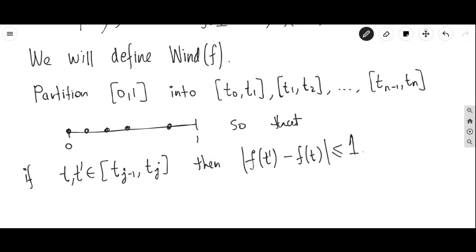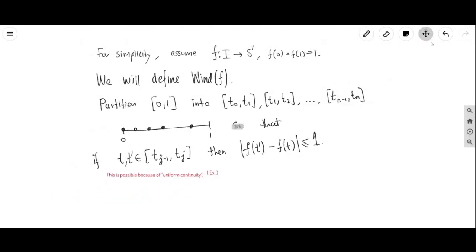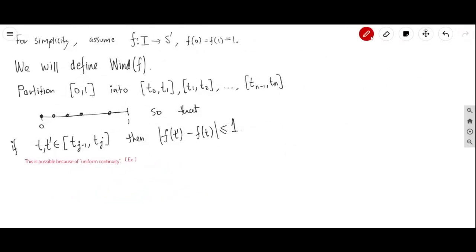So this is possible. This is possible because of something called uniform continuity. You learned this in an analysis class, in an advanced calculus class. And maybe this will make a good exercise on the homework to explain why you can do it. But let me perhaps show you a picture for what's going on. The picture will help clarify.